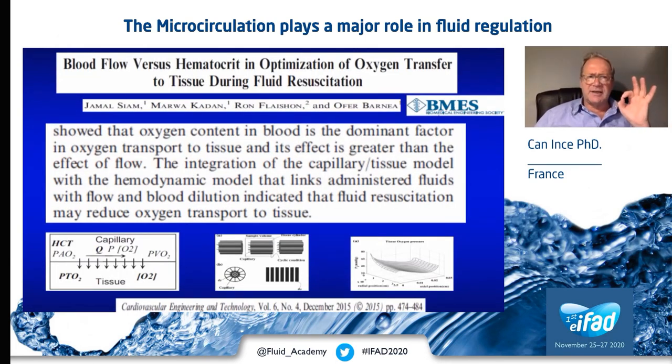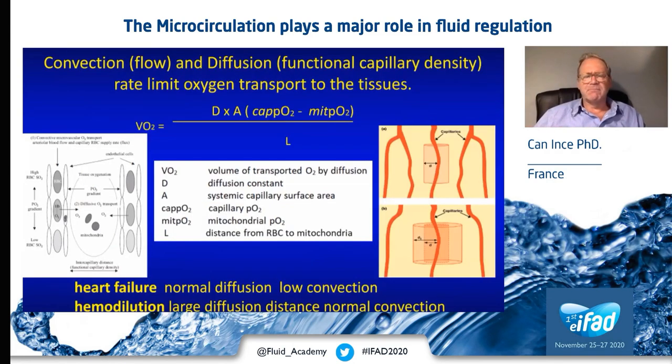So it's key to understand that oxygen content in blood is the dominant factor of oxygen transport. And it is completely and totally determined by the amount of hemoglobin present. So if we give fluids now, which actually dilute hemoglobin, even though we might be promoting flow, or rather velocity, we might be doing it at the expense of oxygen transport. But that's a completely different subject.